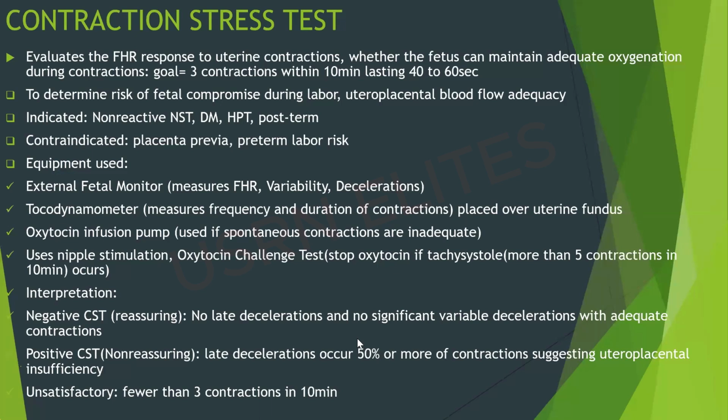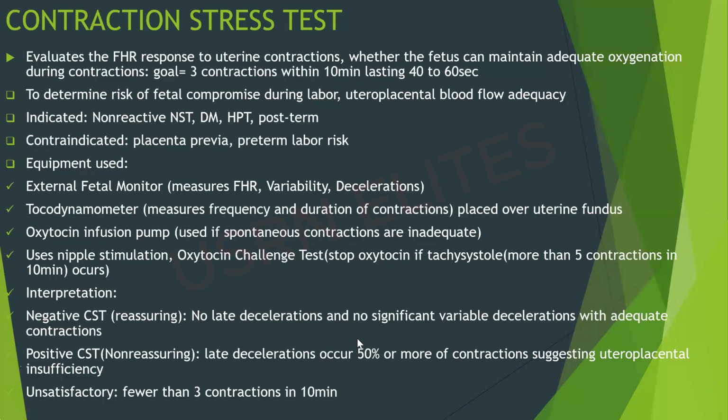that once there's contraction, it will reduce placental blood flow. True or false? True. What is the number one cause for late deceleration? Placental insufficiency. So once there's placental insufficiency, what is it going to produce? Deceleration. Okay. So, the contraction stress test.